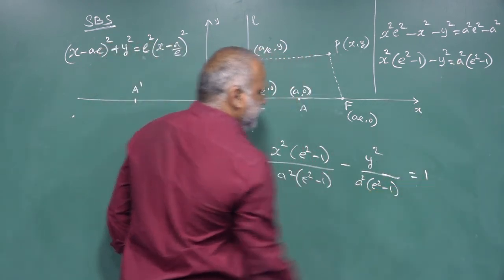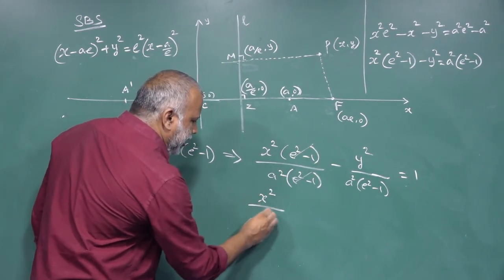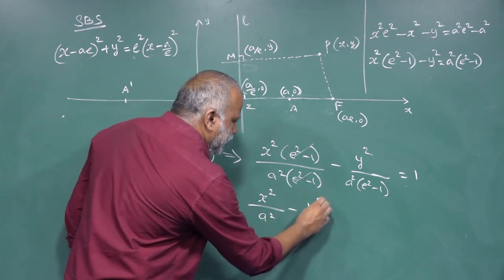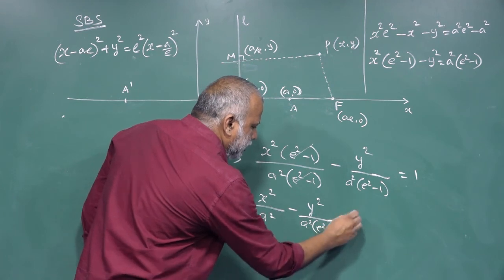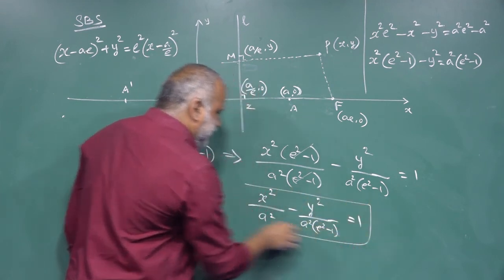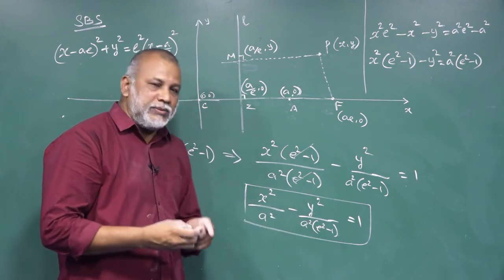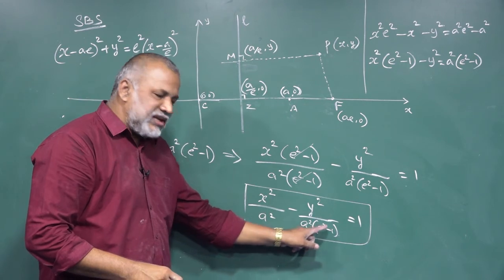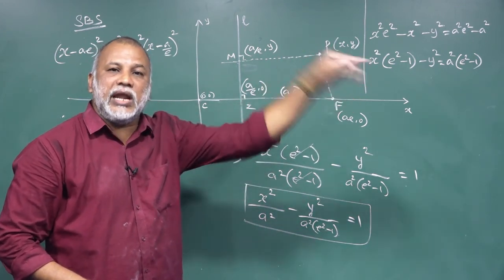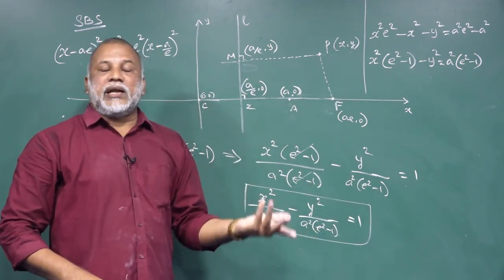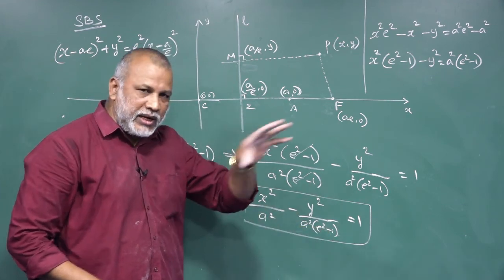The same result will be removed. Now this e squared minus 1 will be removed. Therefore x squared by a squared minus y squared divided by a squared of e squared minus 1 equal to 1. When compared with your standard equation of an ellipse, here you are able to see a change. In your ellipse, it must be a squared of 1 minus e squared. The reason is e is less than 1 in your standard equation of ellipse. Here e is greater than 1. Therefore, a squared of e squared minus 1. You can refer to your standard equation.